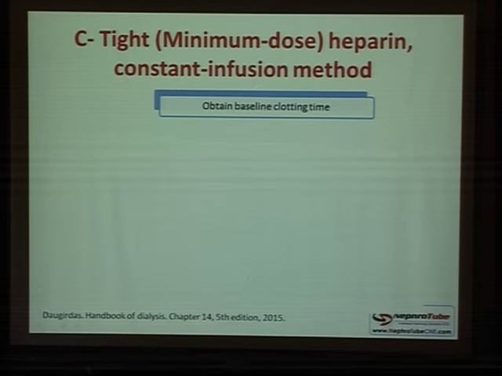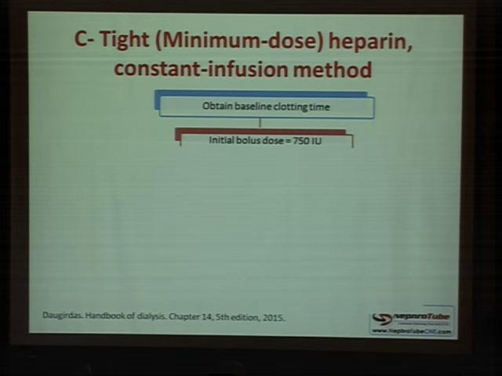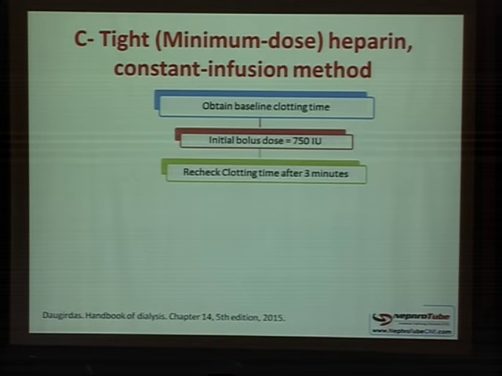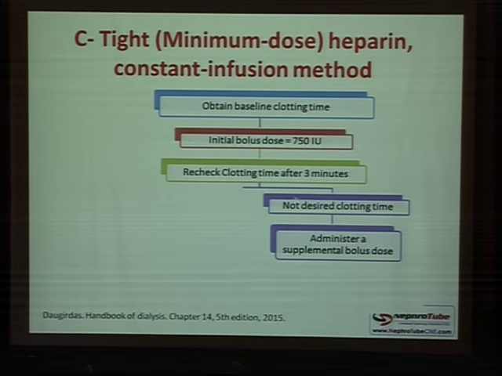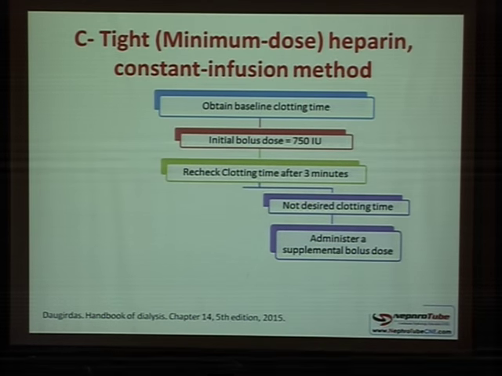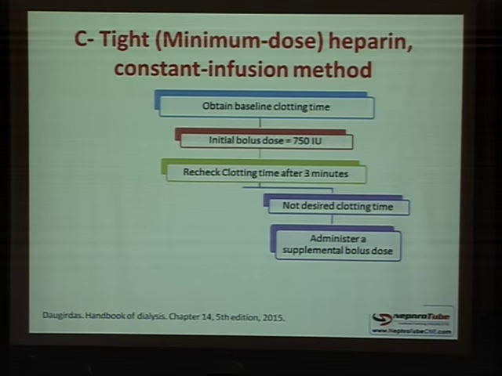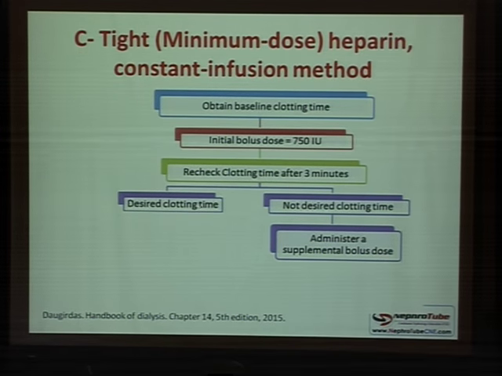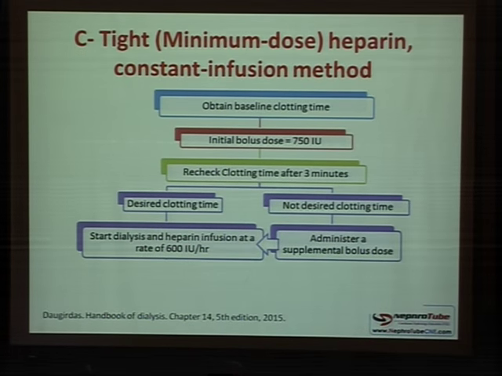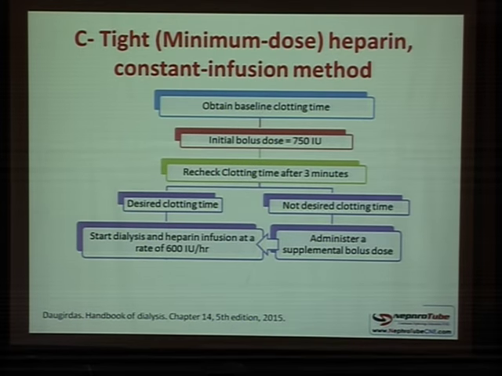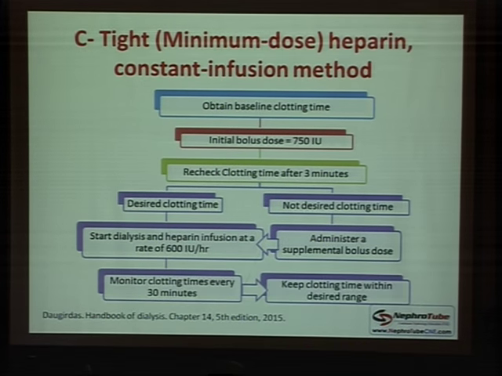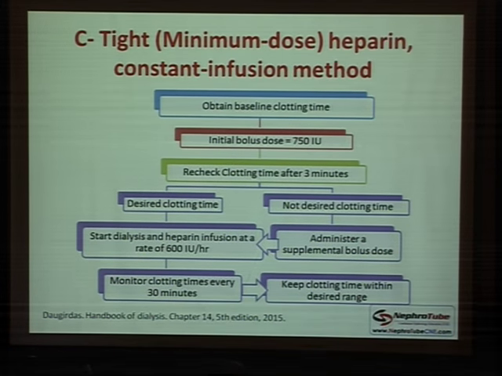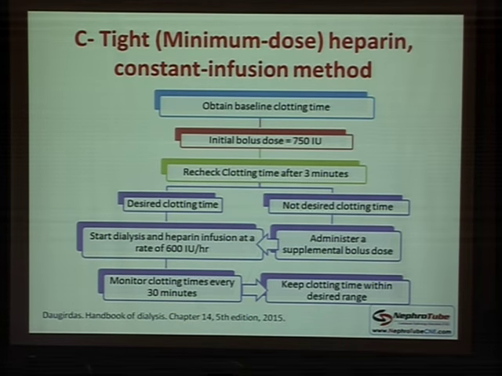How is it used? They obtain a baseline clotting time, followed by an initial bolus dose of 750 international units. Then they recheck clotting time after 3 minutes. If they didn't reach the desired clotting time, they administer another supplemental bolus dose of 750 international units. If the desired clotting time is reached, they start dialysis with heparin infusion at a rate of 600 international units. This is a minimum dose, tight dose of heparin. Then they monitor the clotting time every 30 minutes. It is sophisticated and considered a headache for the nursing staff and the doctors in the hemodialysis unit. So it's better to avoid heparin totally in patients with any level of risk of bleeding.